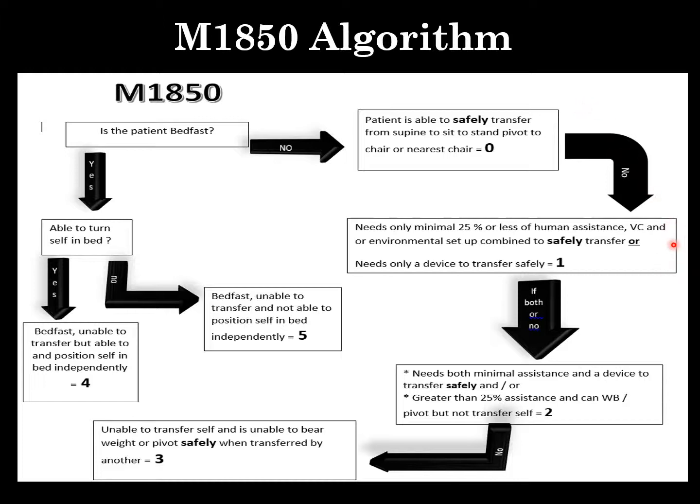If they have a device or need some verbal instruction, only one of those, 1 is appropriate. But if they have both, they have to be a 2. Or if they need more than 25% assist, that would be appropriate to score 2 as well. But if you find even under that condition they're not safe with the transfer process and their weight bearing or their breaking precautions, then 3 would be the appropriate answer. And if they're bed fast, you'd have to look at whether they can roll or transfer in.